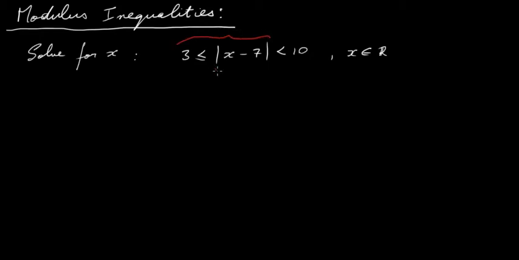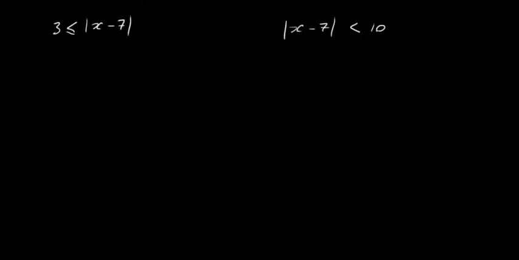and I'm going to do them separately and then put the solutions together at the end. So first of all I'm going to take 3 being less than or equal to the modulus of x minus 7, and over here I'll do the modulus of x minus 7 being less than 10, and I'll do these separately. So let's start with this one here.